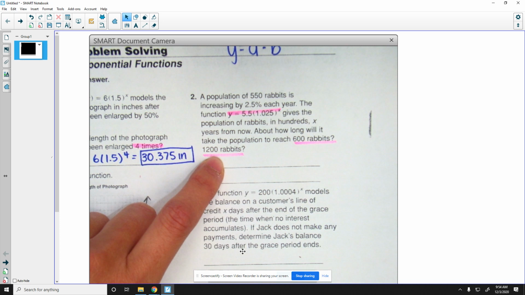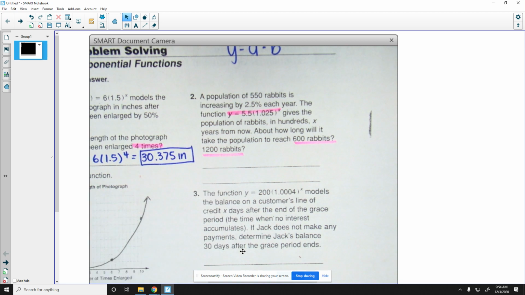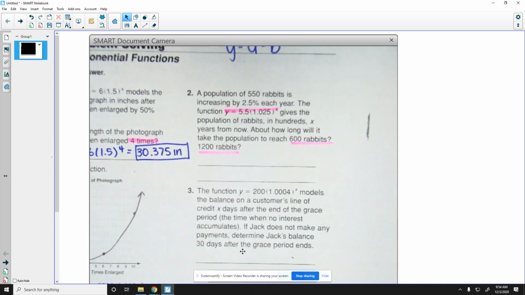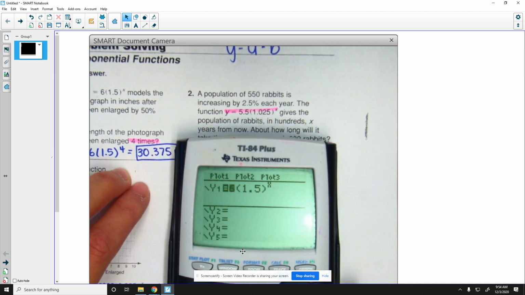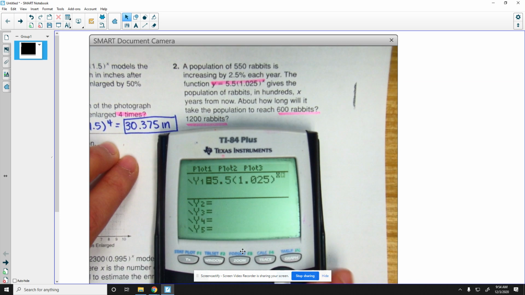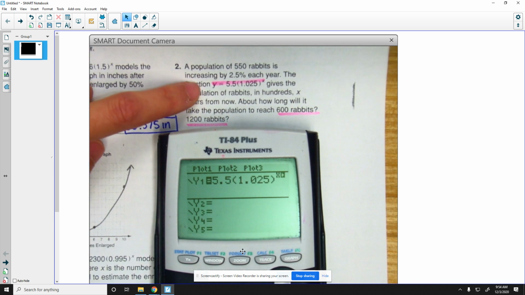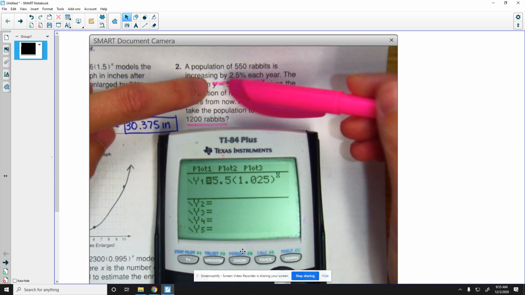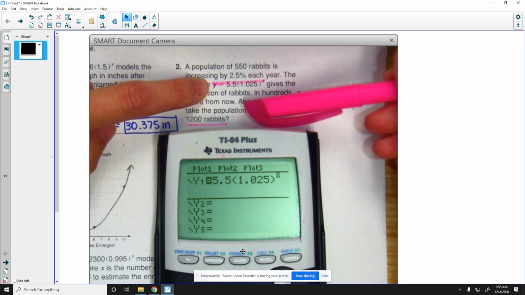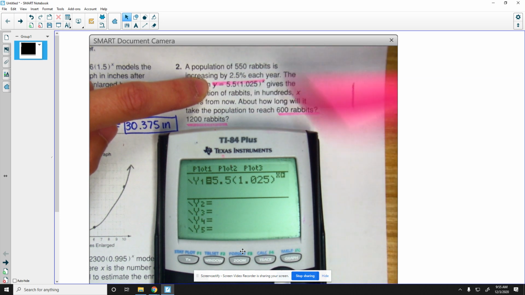Grayson, how do you get there? Okay, go to y equals and then plug in the equation and then second table and find 600. Let me repeat what Grayson said because he is spot on. Grayson is saying, I want to know if the answer is 600, what is X? If the answer is 1,200, what is X?